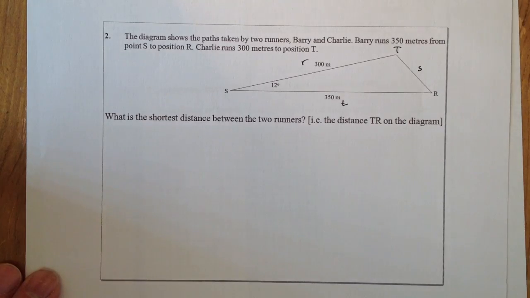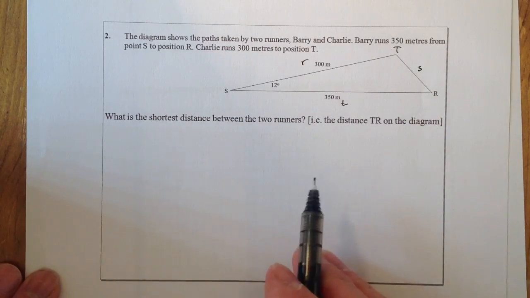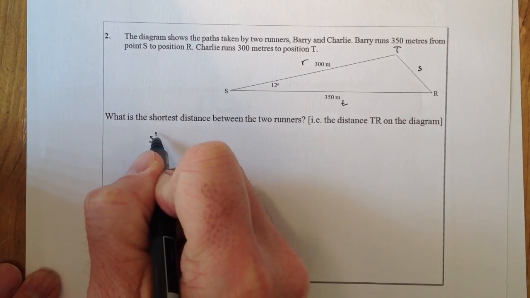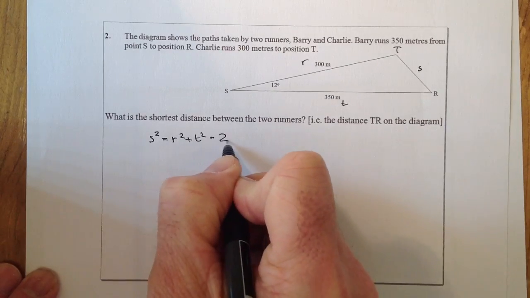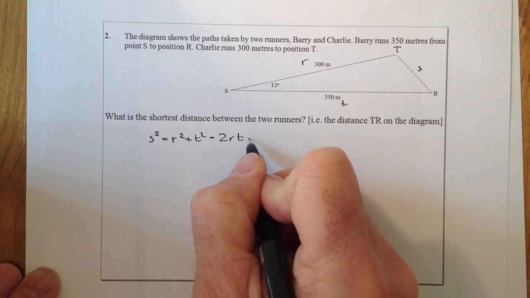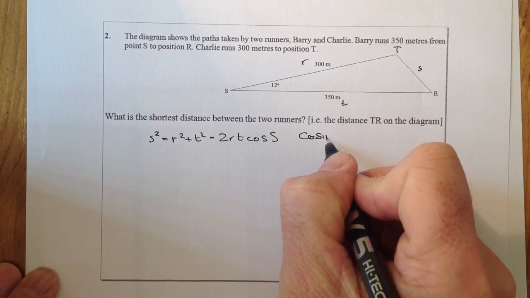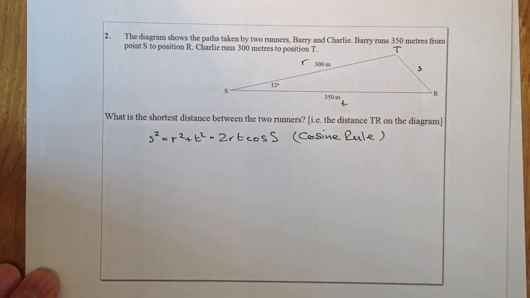In the formula sheet, you'll see the formula for the cosine rule. I'm going to set it up with S, T and R instead of A, B and C. It's S that I'm interested in. So S squared is equal to R squared plus T squared minus 2RT cosine S. That is our cosine rule, and you'll find it in your formula sheet. From there I'm going to substitute our values in.